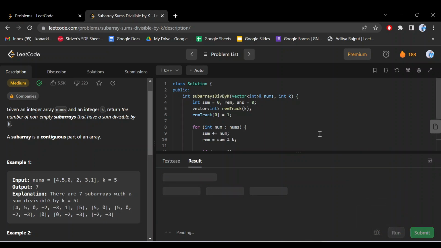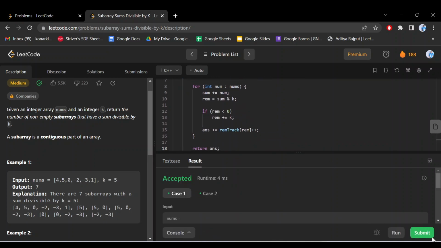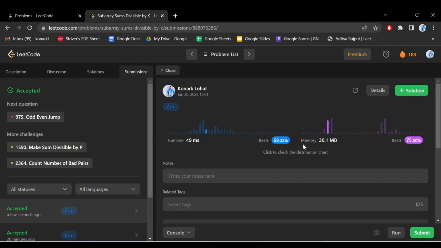So let's see if this will work. Okay, test cases are passed. Okay, it does work, and it performs quite well. I think not ideally good, but yeah, it's fine. And memory is also good.